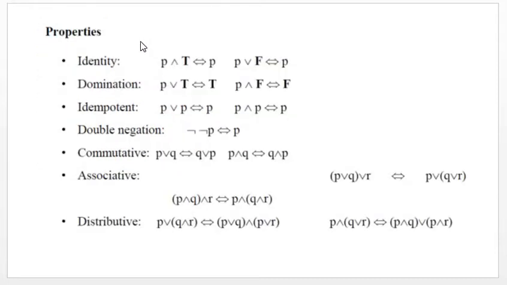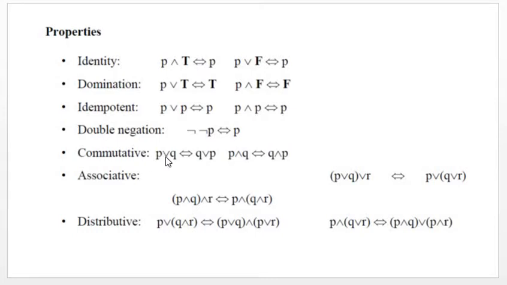Rules of logic. Identity property. P and T is equivalent to P. P or F is equivalent to P. Domination property. P or T is equivalent to T. P and F is equivalent to F. Idempotent property. P or P is equivalent to P. P and P is equivalent to P. Double negation. Negation of negation of P is equivalent to P.